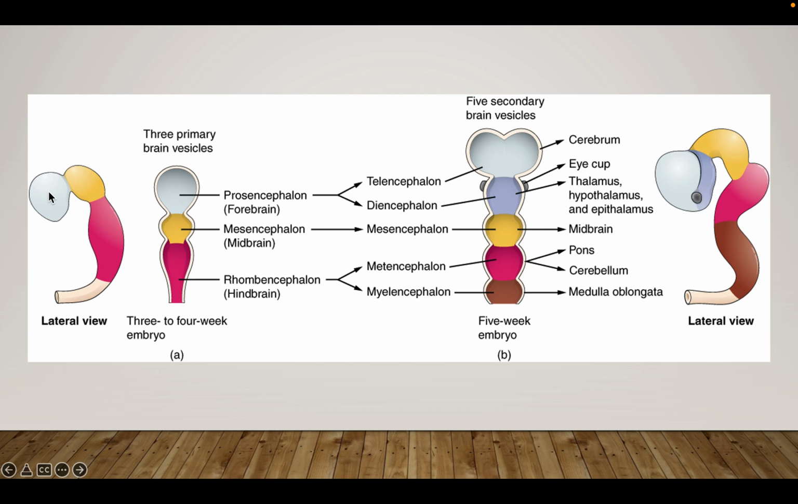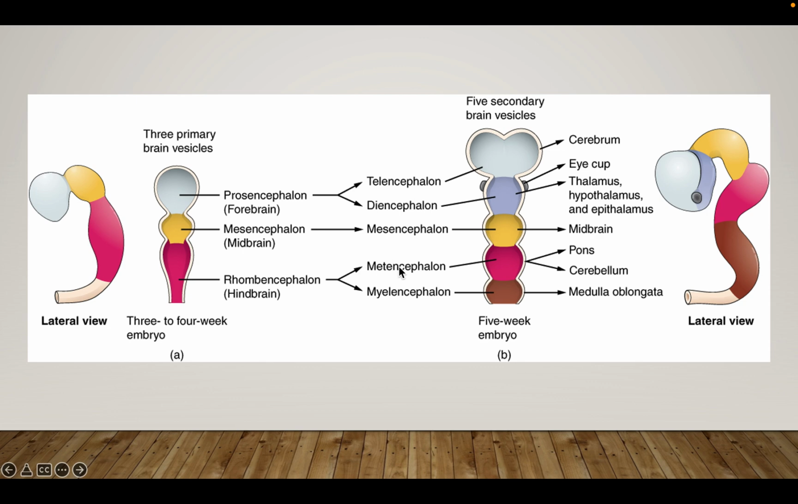So this image here is showing a lateral view and then either an anterior or posterior view here of the primary vesicles, so brain vesicles. So you can see one here. This is going to be our prosencephalon, our mesencephalon, and our rhombencephalon.